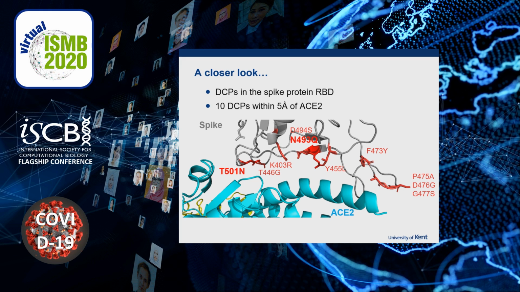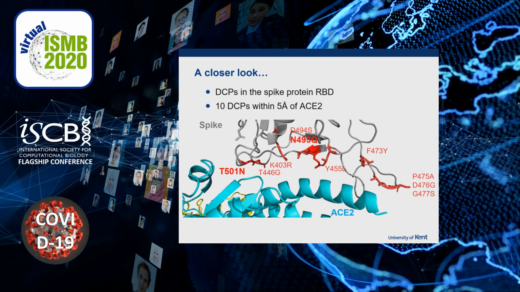So we wanted to look at the DCPs in the interface between ACE2, the receptor that the spike protein binds to, and the spike protein, to see whether there were lots of changes there. So we have the ACE2 in cyan and spike protein in grey. And any DCP that's within 5 angstroms of ACE2, we've then highlighted in red.